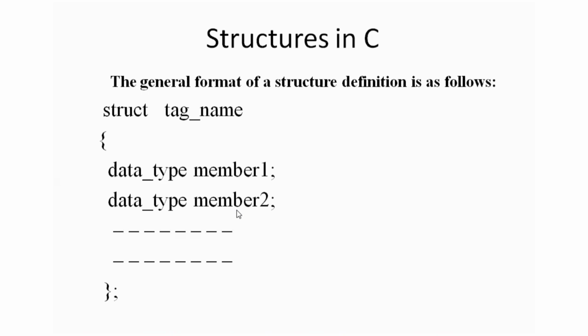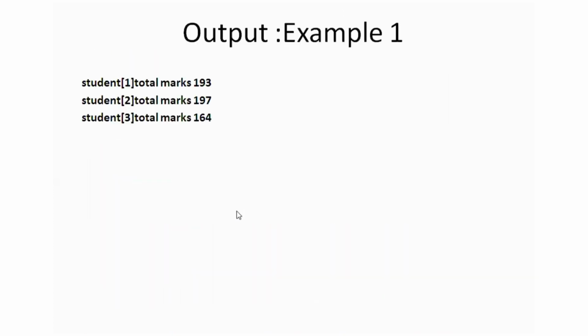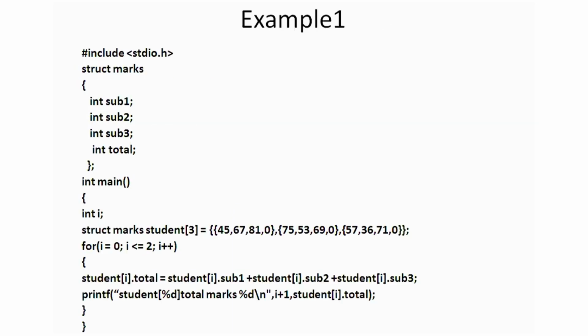A structure is a user-defined data type. We will see it with a simple example. In this example, we are using struct marks. In this, we have four variables: int sub1, sub2, sub3, and total. Here the size of the structure is the sum of the sizes of the variables.